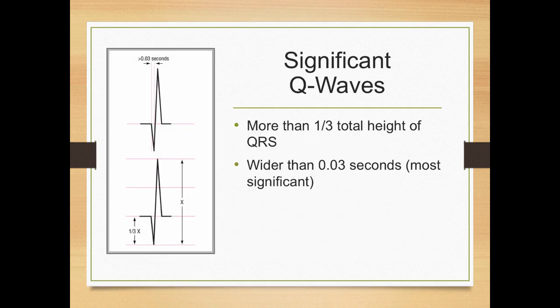So these significant pathologic Q waves tell us a lot about our patient's cardiac history. So what makes a significant pathologic Q wave? Well, if it's more than one third the total height of the QRS complex itself, it's significant. If it's wider than 0.03 seconds, it's significant. Please don't try to measure 0.03 seconds. If it's one tiny little box or wider, it is significant. And the water bucket test: if you poured a bucket of water over this QRS complex, would that Q wave hold any water? If it does, it is significant.